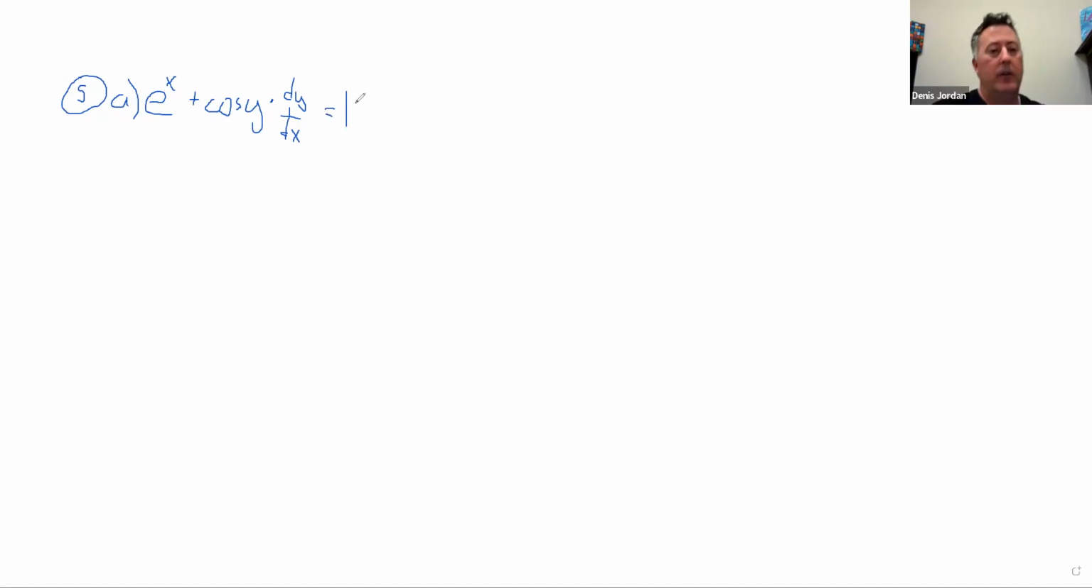So do we do sine y dy over dx, or do we do cosine y with the dy over dx? Yeah. Sorry, I'm not on the page. And then the right side would just be one.